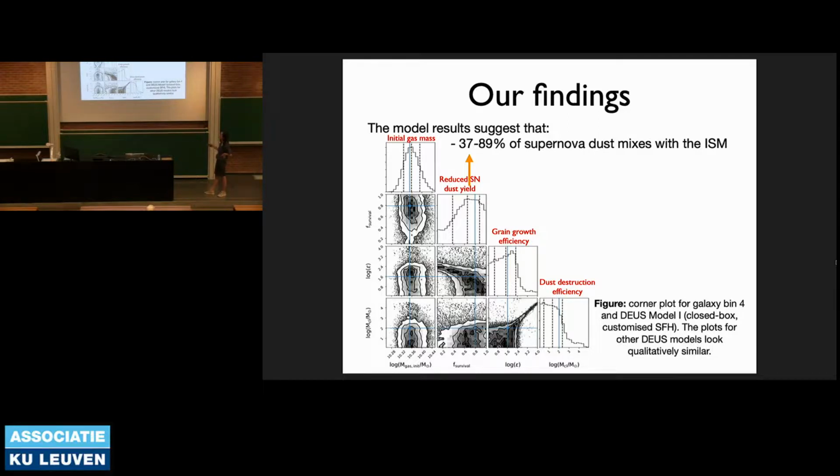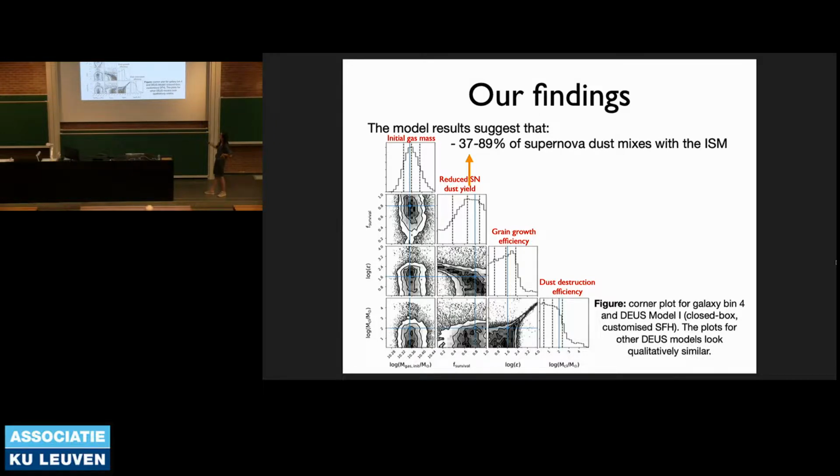And then the other 3 parameters relate, first of all, to the supernova dust yield. We've used yields from the literature, where the fact that there can be a reverse shock, and that the eventual net yield injected into the interstellar medium will be lower, hasn't been considered. So this is a reduction factor to account for that. Then we have the grain growth efficiency and the dust destruction efficiency.